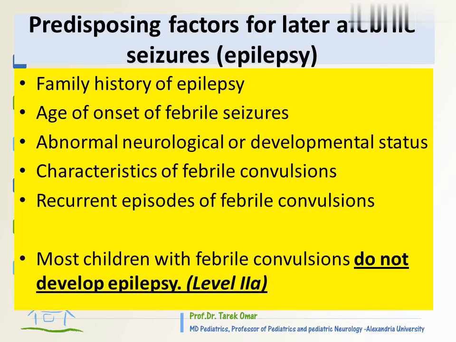Predisposing factors for later febrile seizures, epilepsy: family history of epilepsy; age of onset of febrile seizures; abnormal neurological or developmental status; characteristics of febrile convulsions; recurrent episodes of febrile convulsions. Most children with febrile convulsions do not develop epilepsy.